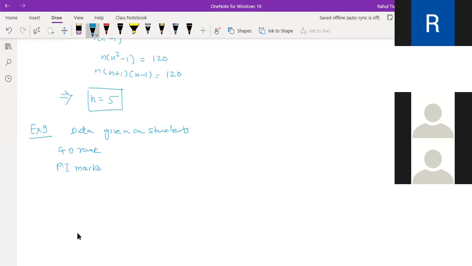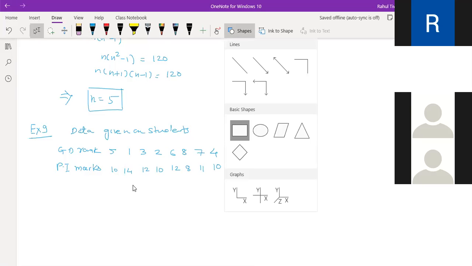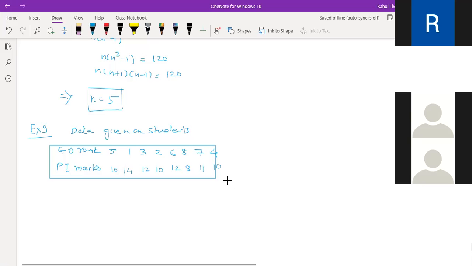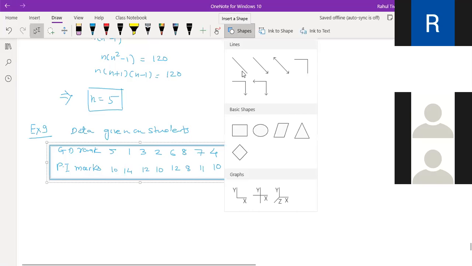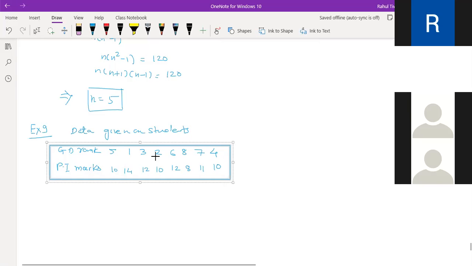So you can just take down 5, 1, 3, 2, 6, 8, 7, 4, and this is 10, 14, 12, 10, 12, 8, 11, 10. So this is just the data given to me. I have not given the full question, but you can understand when you do the practical problems. That is all there in your practicals.